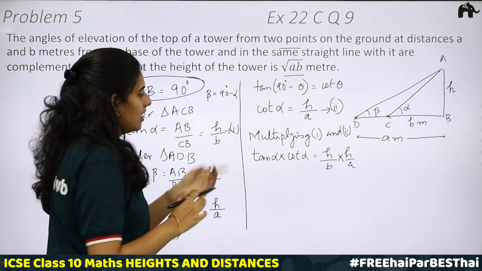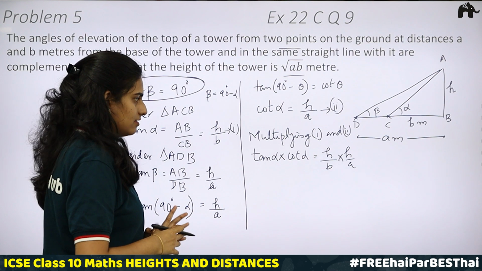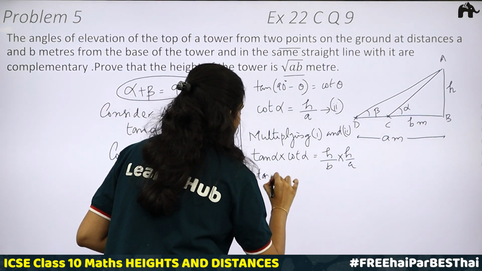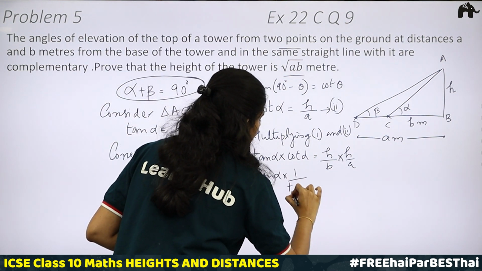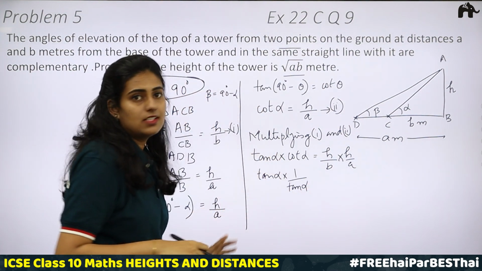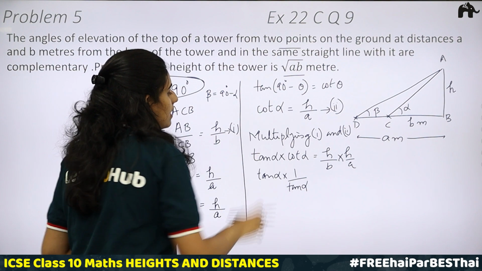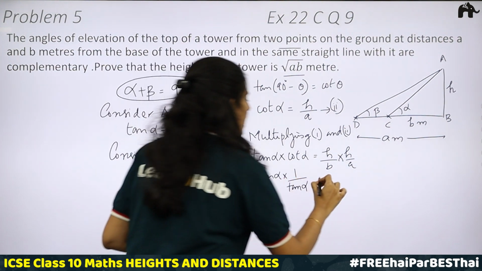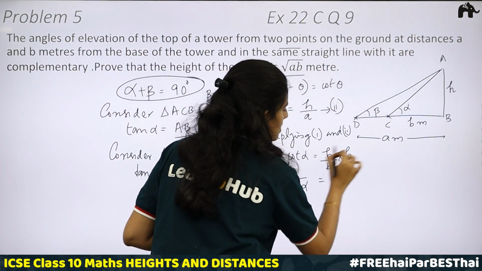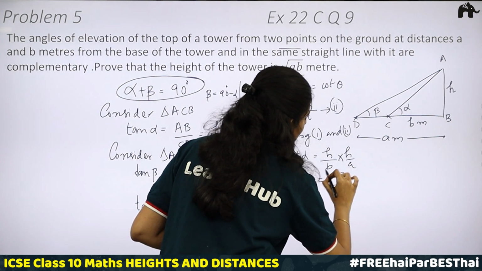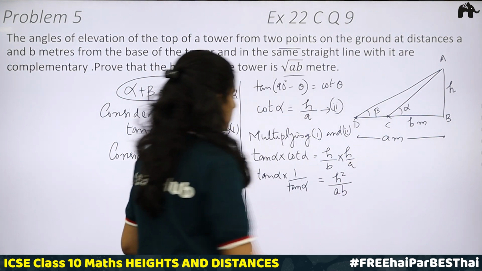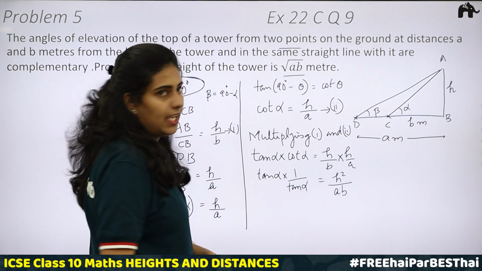What can be done? Tan alpha into cot alpha, that is tan alpha into 1 by tan alpha. Why? Because cot is the reciprocal of tan. Tan alpha will be equal to 1 by cot alpha, or cot alpha is equal to 1 by tan alpha. And that is equal to H square divided by B into A, AB. H square divided by AB.